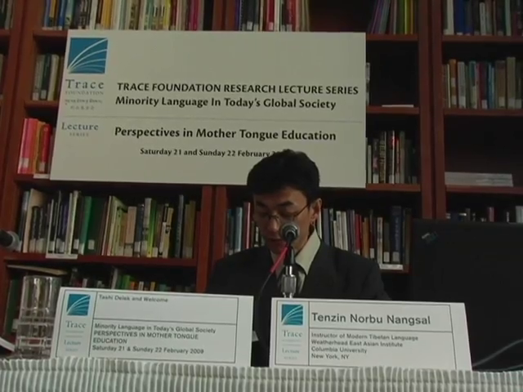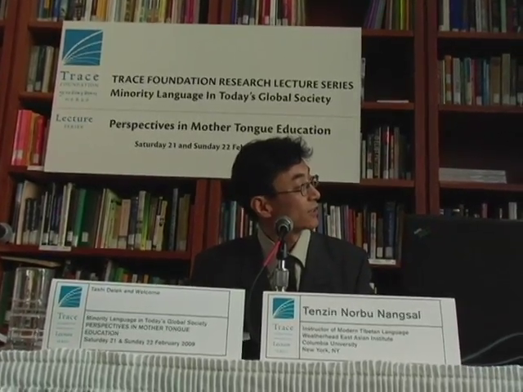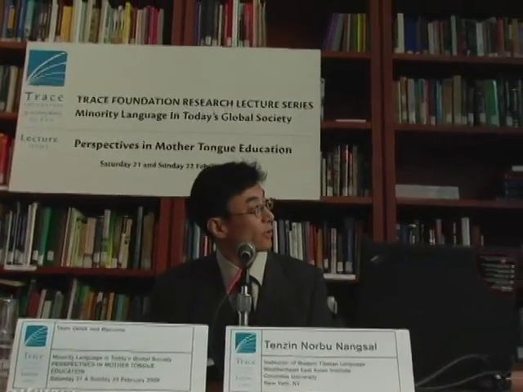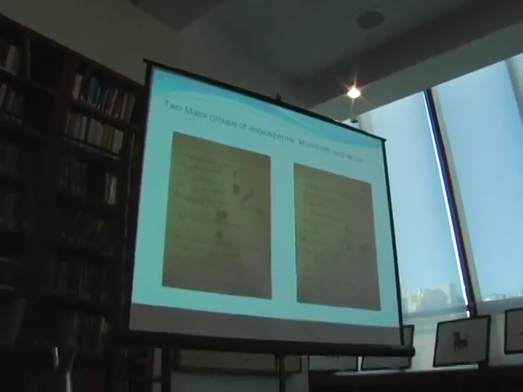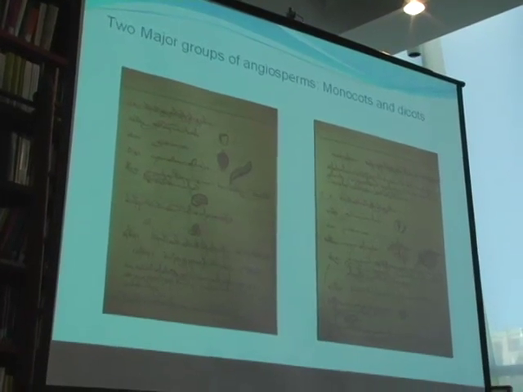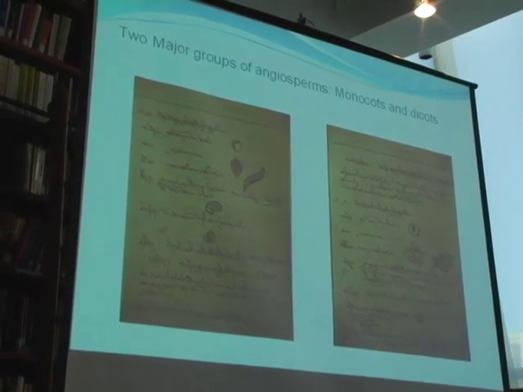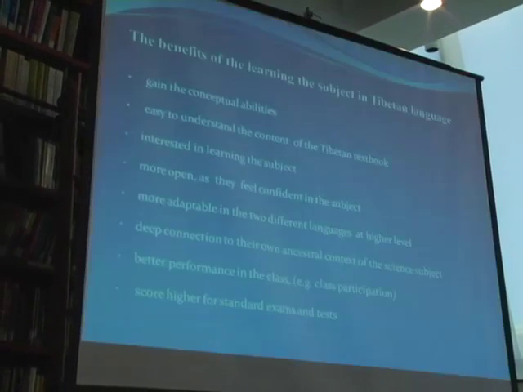Lastly, maybe I will show this, which is in English, about the structure of the flower. This is also about monopods and dipods in Tibetan. These are my notes, which I did not get in the back of the Tibetan, and this is in English. So basically, we have those terminologies.